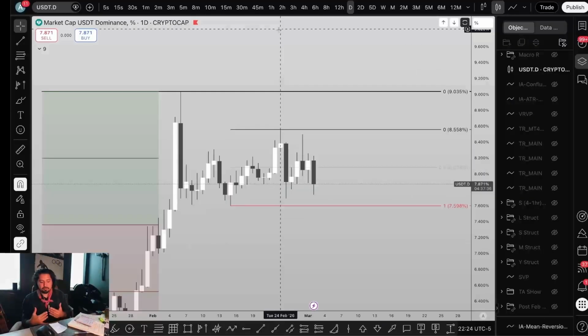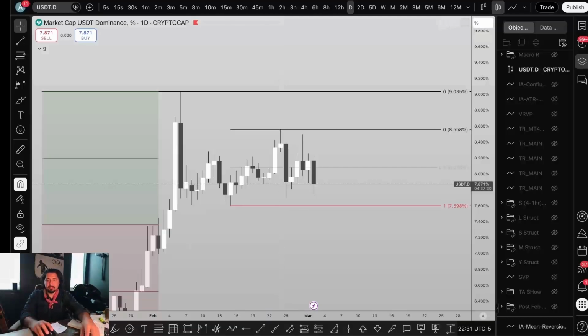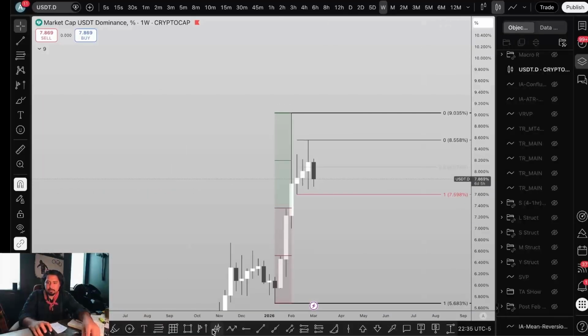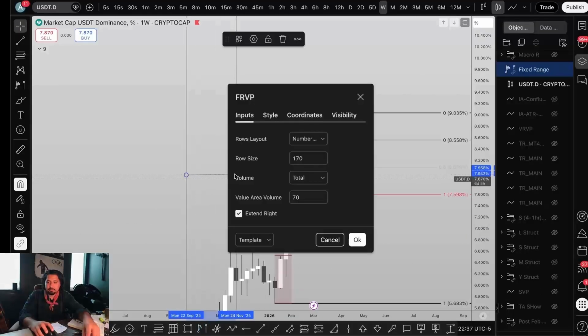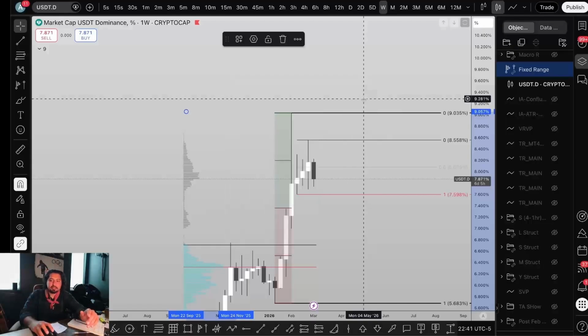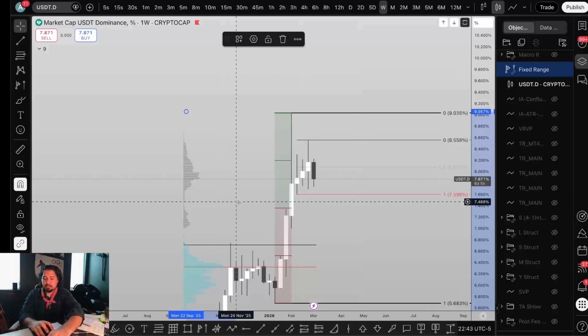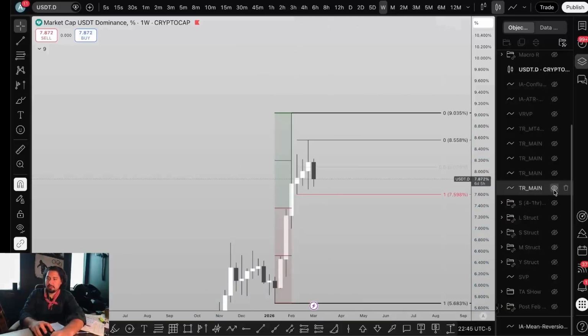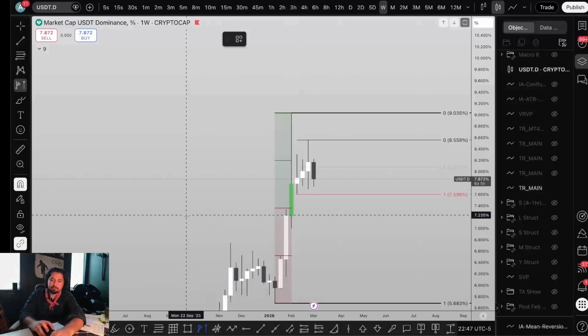Before we zoom any further to find our scalp levels, let's zoom out to the weekly and the daily to find our swing and local points of interest. So let's zoom out to the weekly. If you're wondering what my volume profile settings are, the only indicators that you will need for this strategy are the vector candles, the volume profile, and the anchored VWAP.